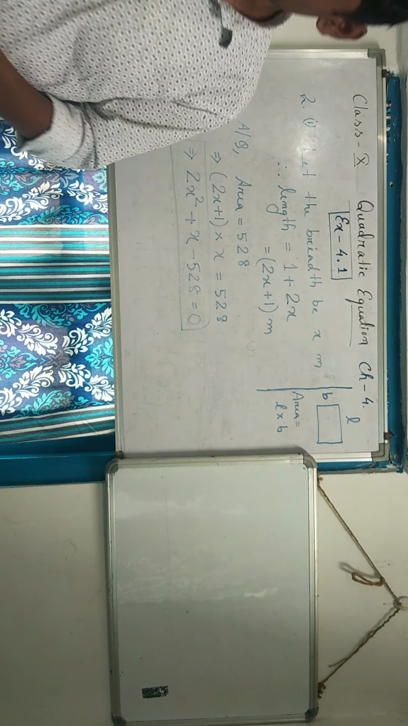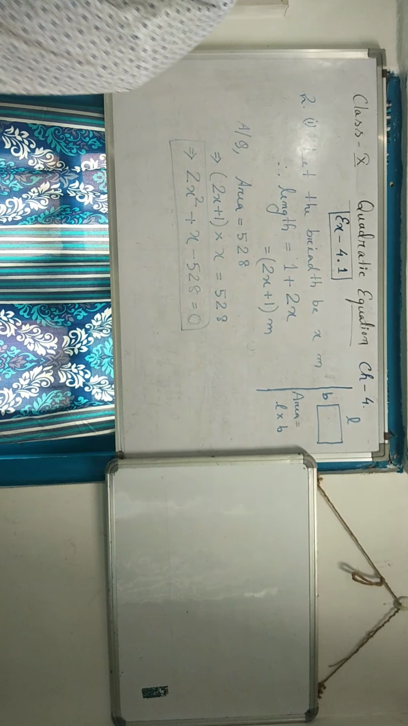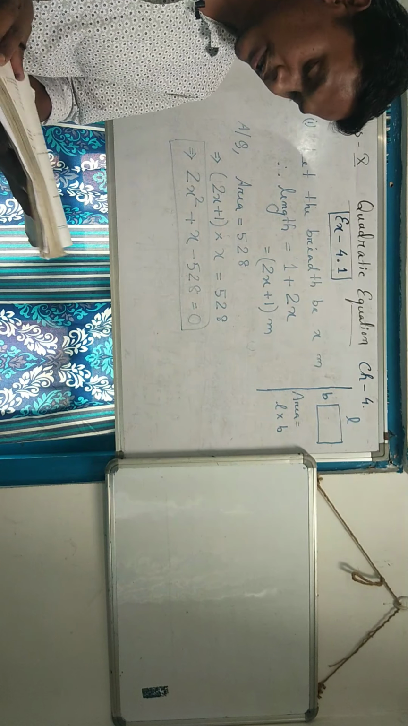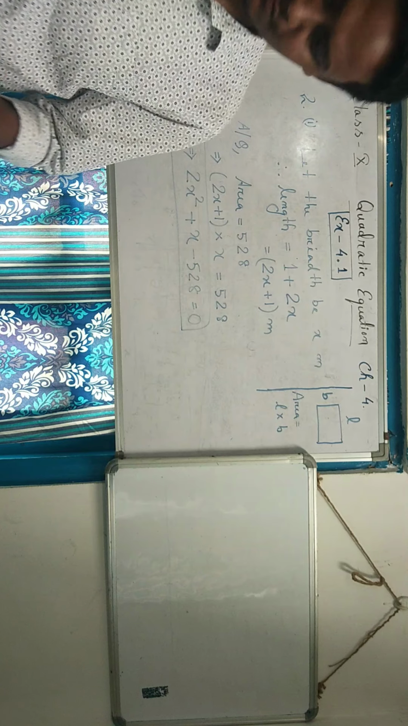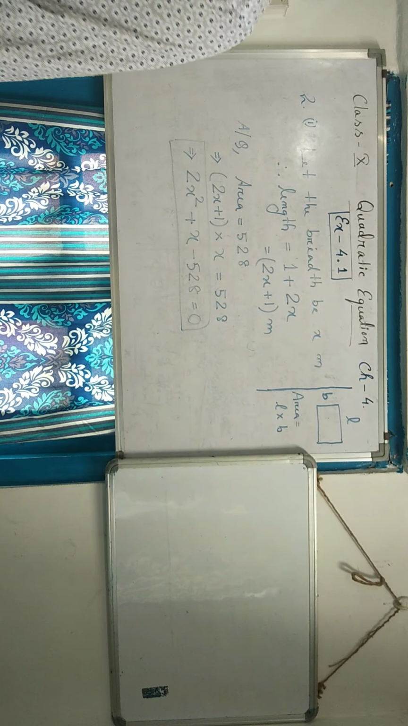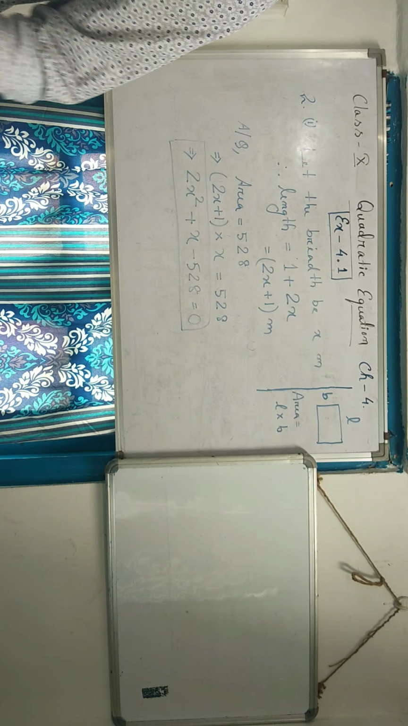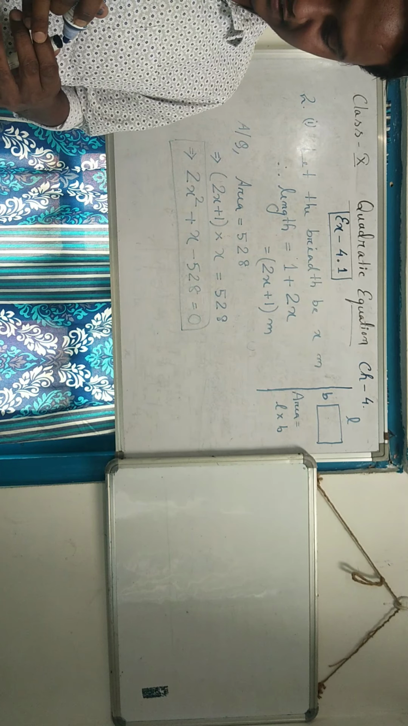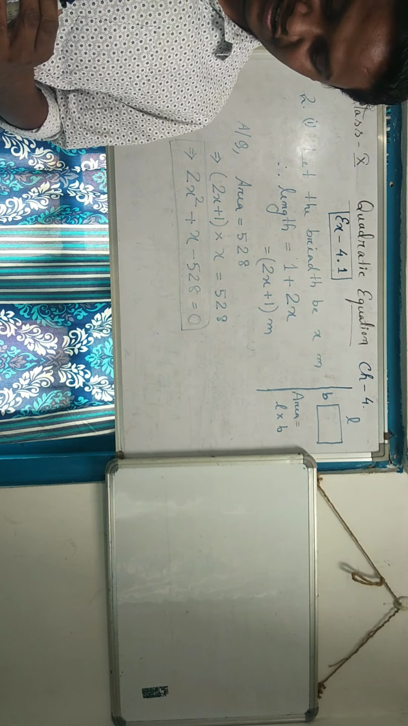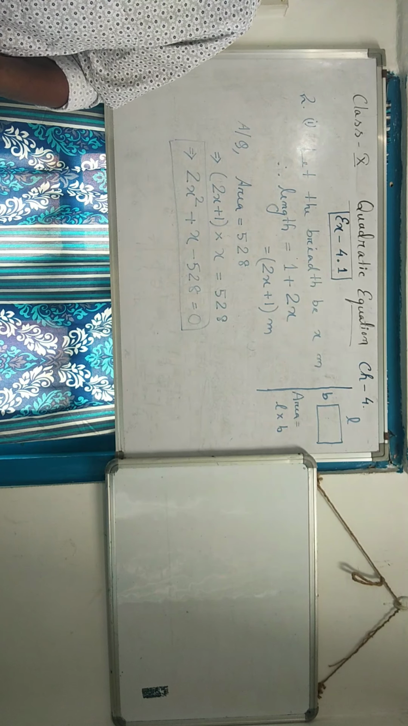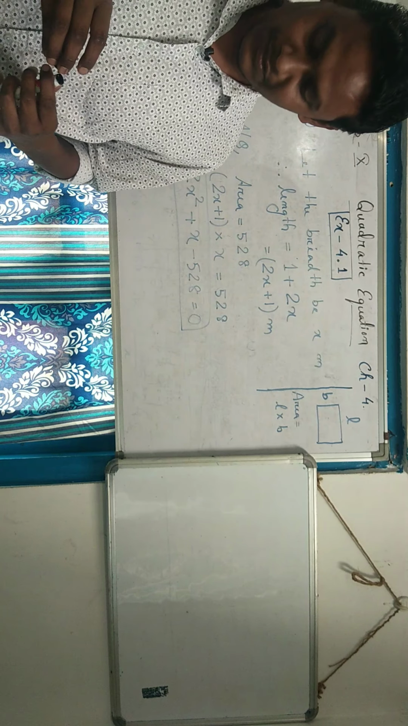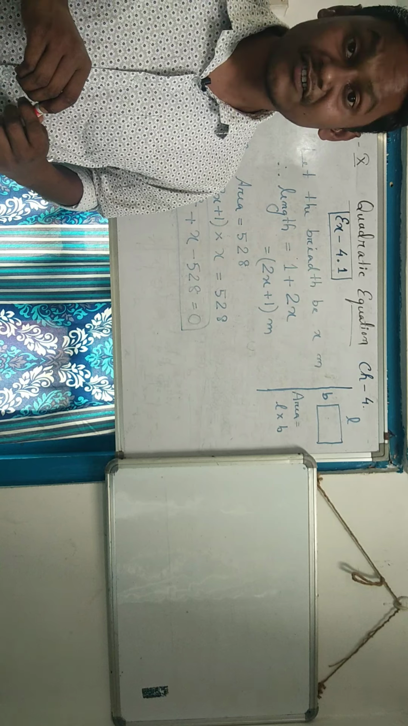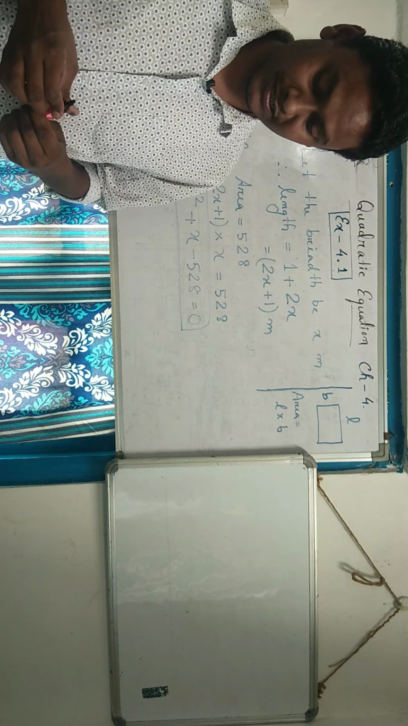Now let's move to the next question. Next question is from question number 2 only. So let's solve question number 2, number 4. The question is, a train travels a distance of 480 kilometer at a uniform speed.